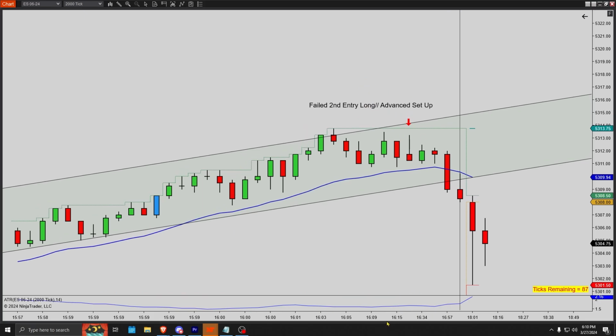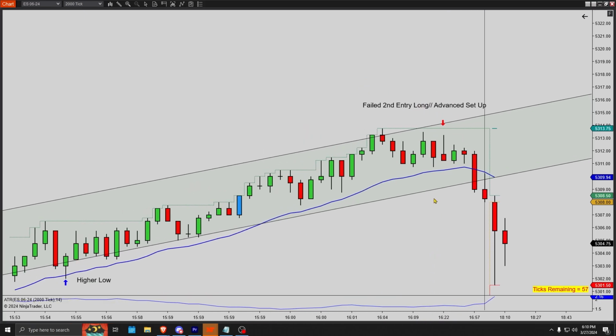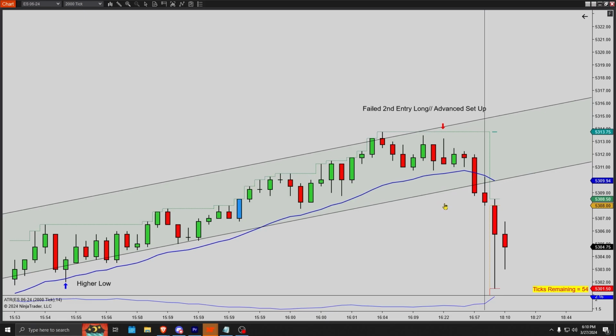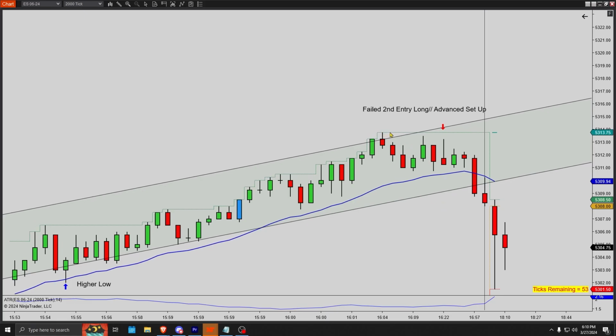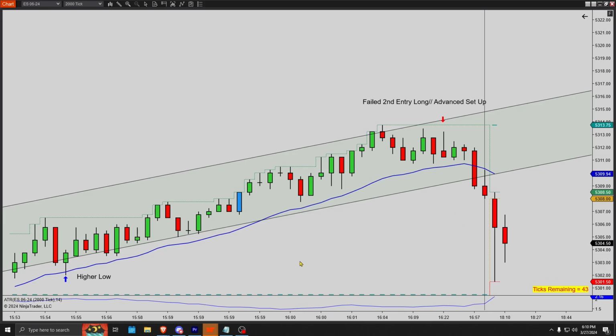I'll probably do a video way down the line on maybe a better explanation of it, but simply put, it's just bulls tried once, twice, and when they fail, and they tried twice and they know they failed, you enter with the momentum to the downside. That's a failed second entry low.